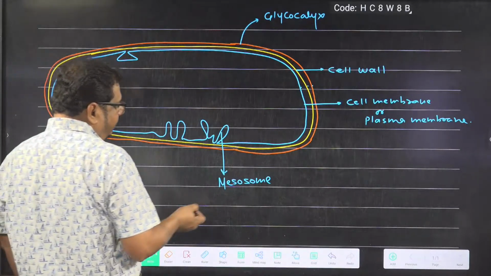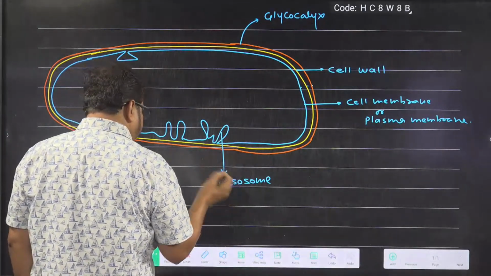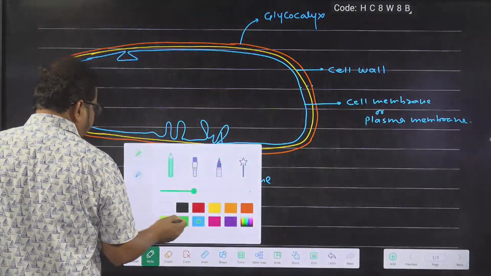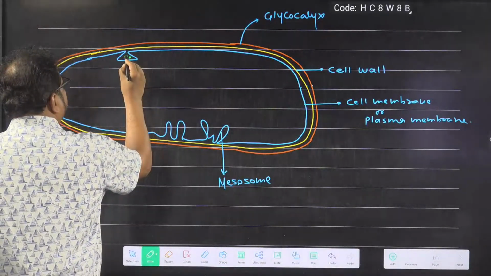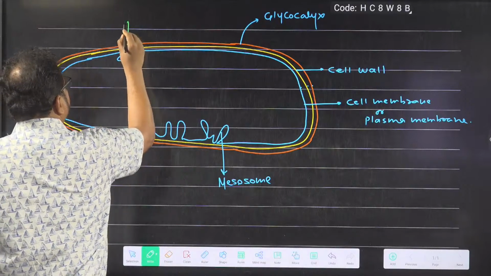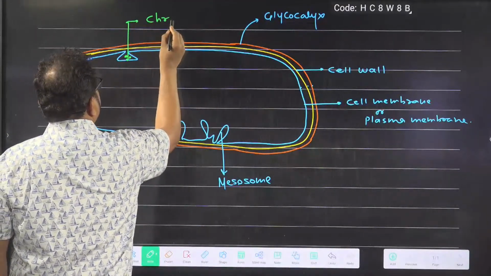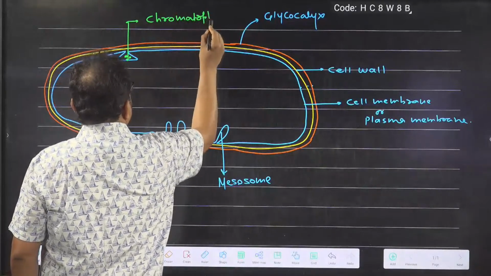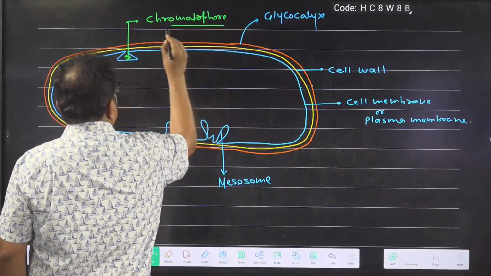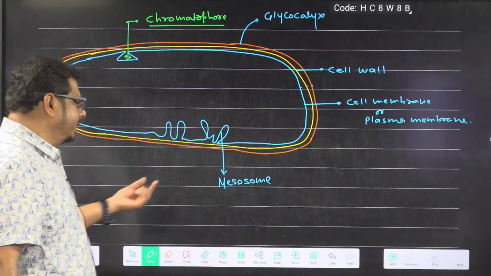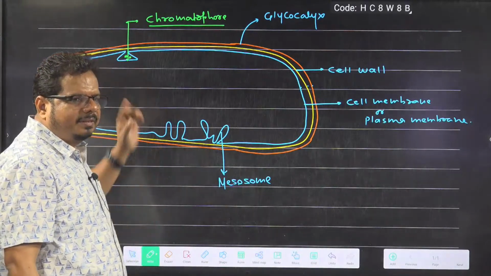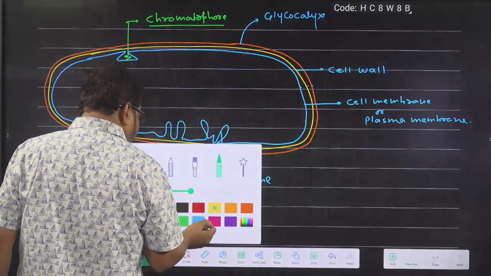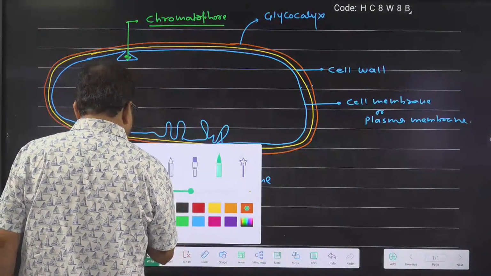So what I am saying here, this is an enfolding of the plasma membrane called mesosome, and here you look, there is another enfolding. Two types of enfolding I made, and this enfolding of the plasma membrane is called chromatophore. Got the idea? So two types of enfolding we have seen in the plasma membrane. One is mesosome, another is chromatophore. Now we are going to draw the other structure which is present in the prokaryotic cell.